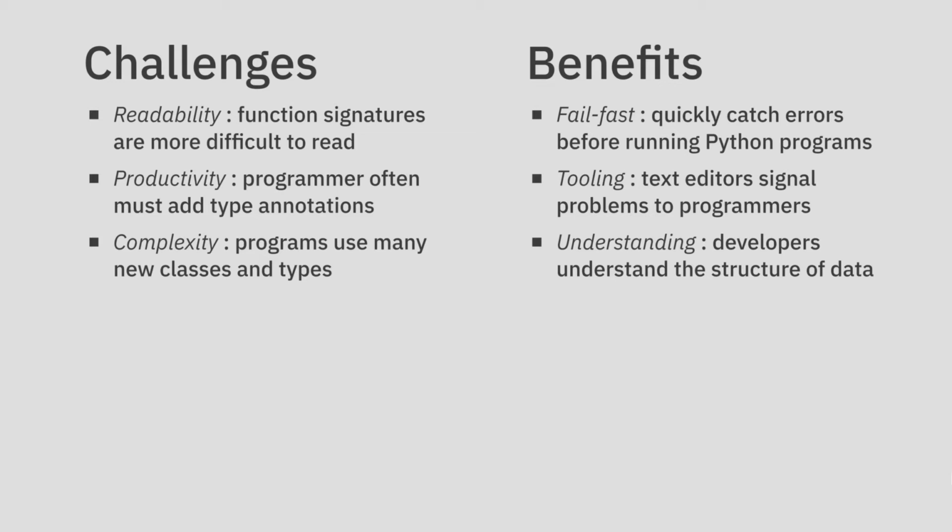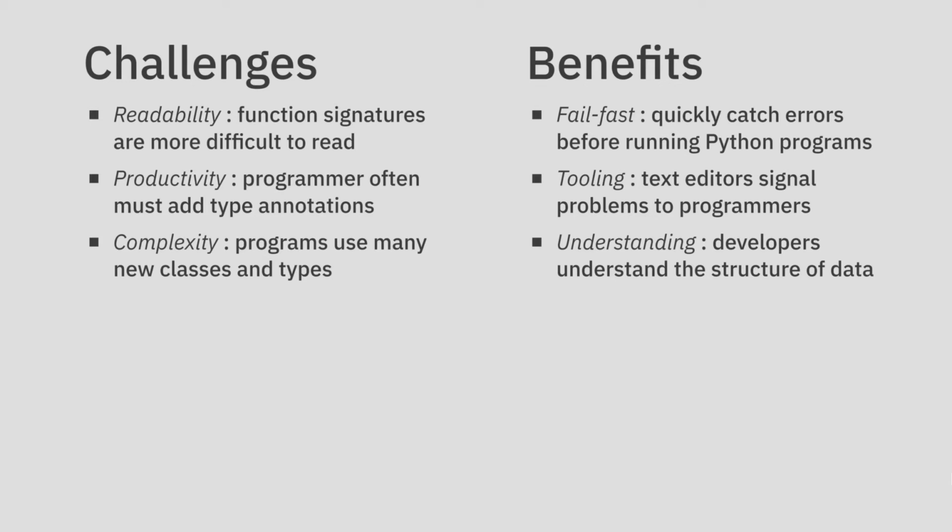This means that programmers can quickly catch errors before they run their Python program. Tooling is the next benefit. For example, text editors can signal problems to programmers as soon as they happen. The third benefit is understanding. This means that developers can have a better understanding of the structure of the data in their program.